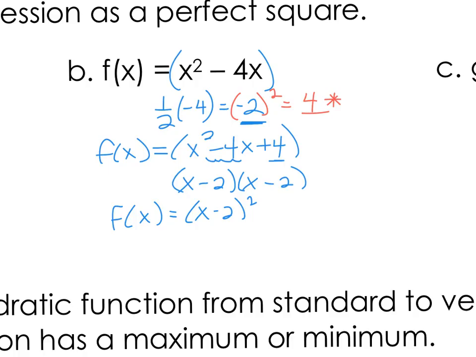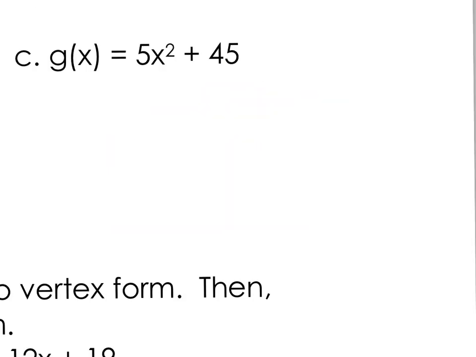All right, let's try the last one. Our last example in this row, g of x equals 5x squared plus 45. Would you please add an x in there? Otherwise it doesn't work, and we want that to work. All right, so we have g of x equals 5x squared plus 45x.